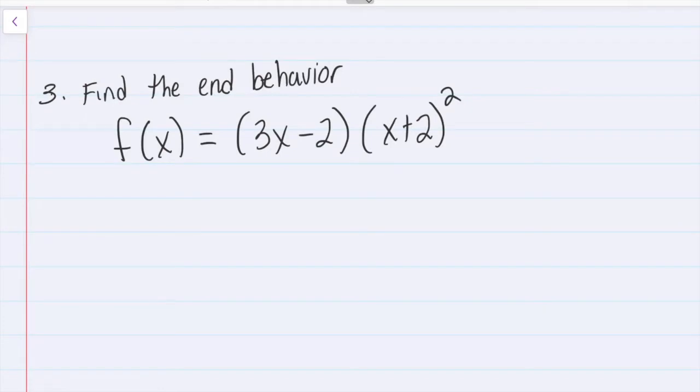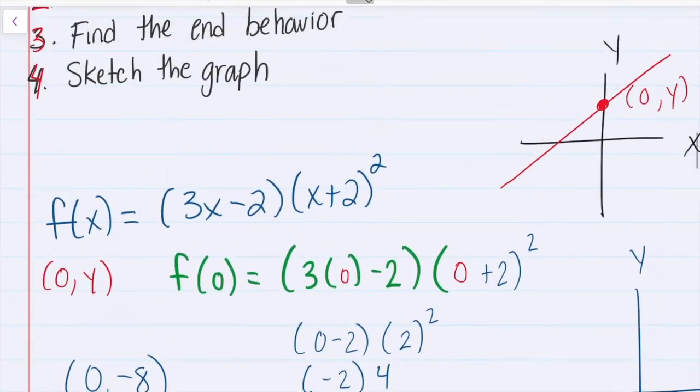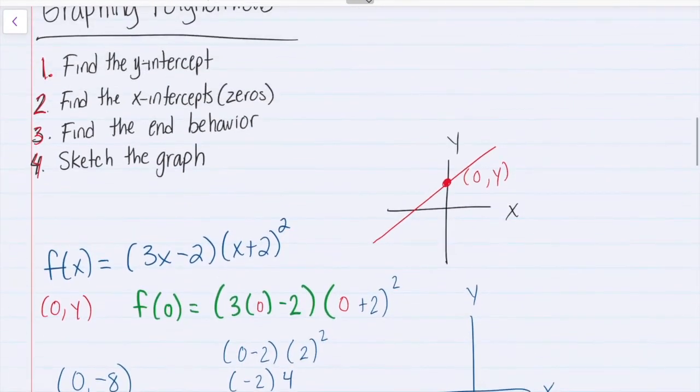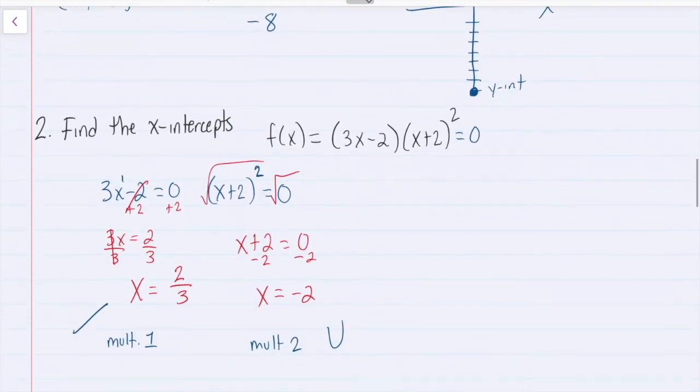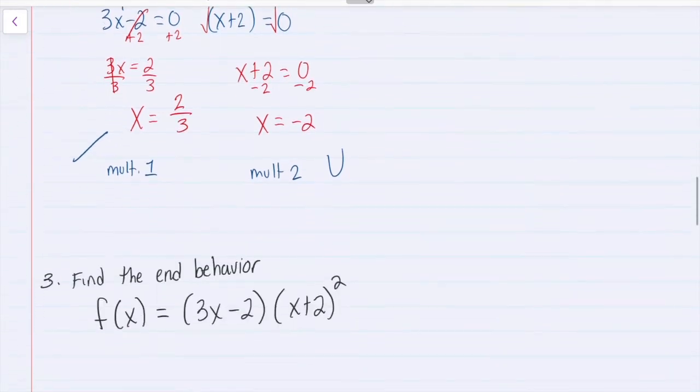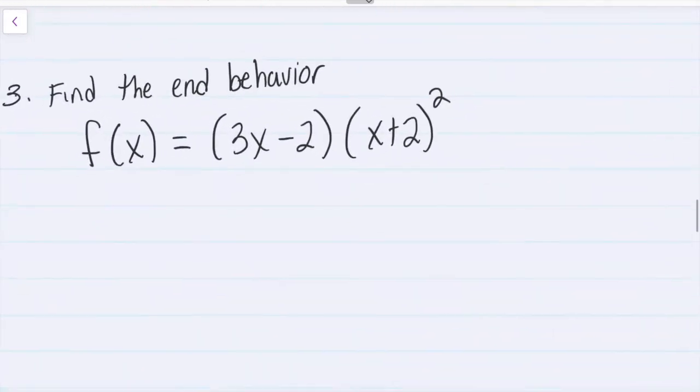Okay guys, so this is part 3 of this long video. We already showed you how to find the y-intercept, which was (0, -8). We already discussed how to find the x-intercepts, which we found 2 of, with different multiplicities. Today, we're going to talk about finding the end behavior.